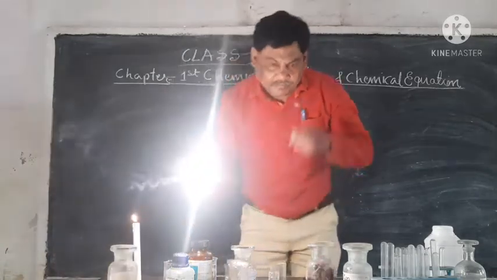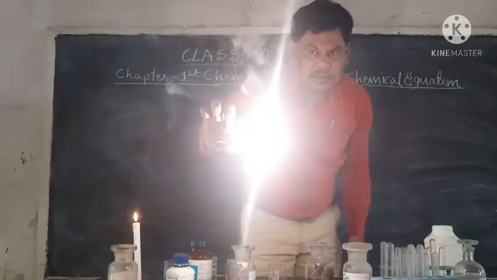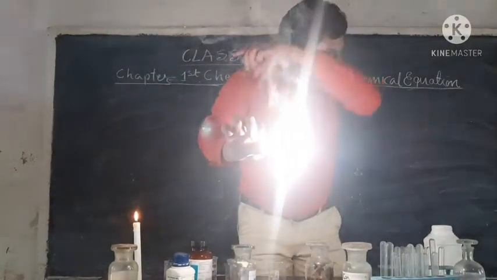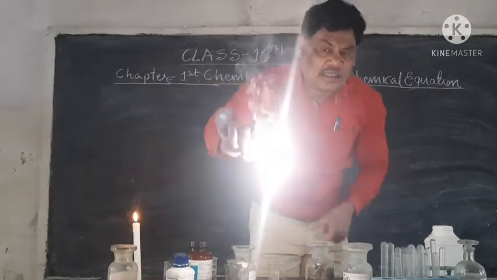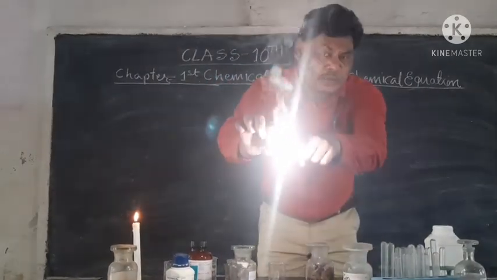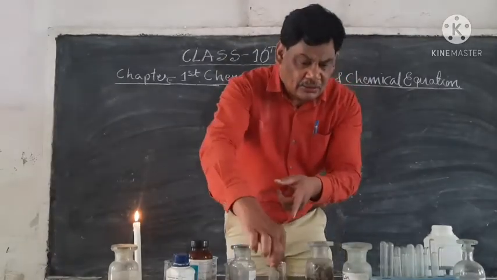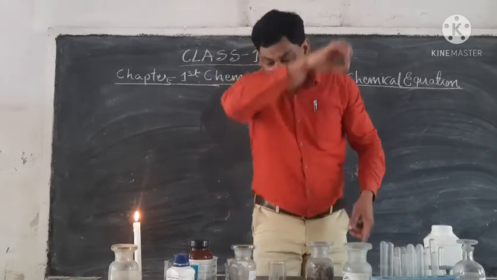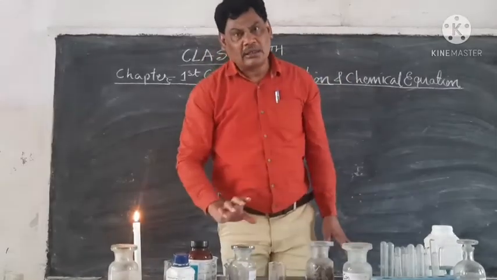Look at it. Now the magnesium ribbon has started to burn. Why? Because the magnesium is reacting with what? Oxygen of the atmosphere, and a new substance is getting formed. This is what? Magnesium oxide. What is getting deposited is called what? Magnesium oxide. So this is called a chemical change.